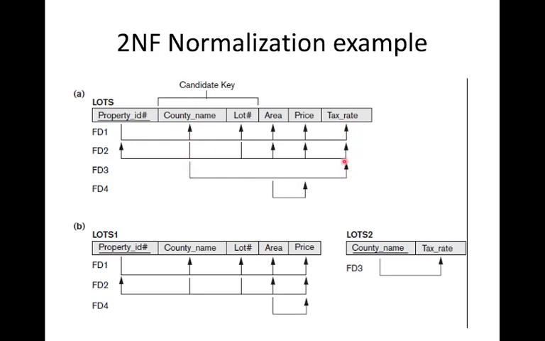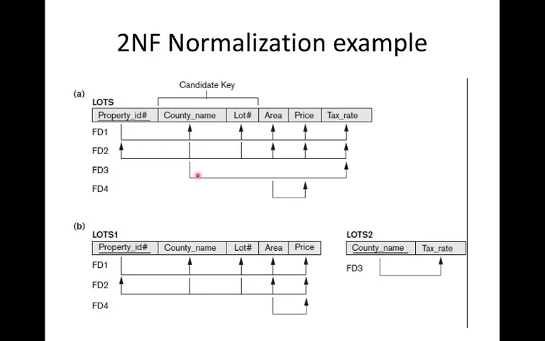So, tax rate is not fully functional dependent on the candidate key. So, there is a partial dependency of tax rate on county name. County name is part of the candidate key. So, there is a partial dependency of tax rate.